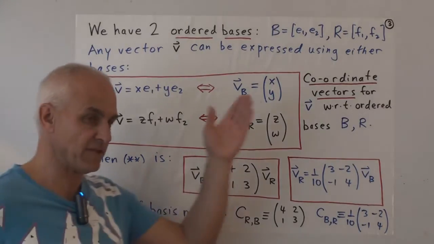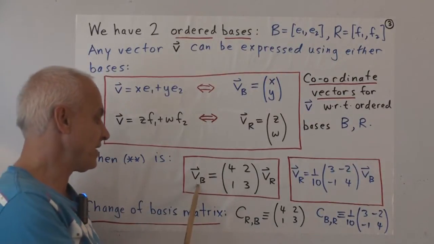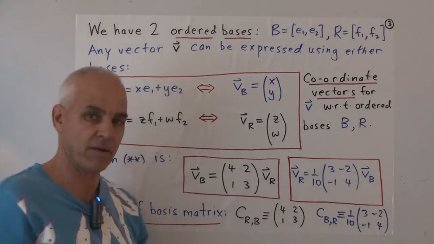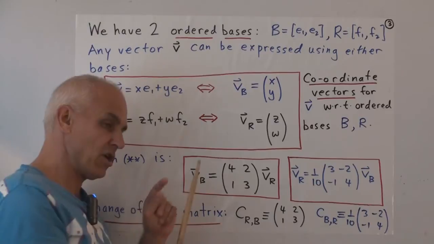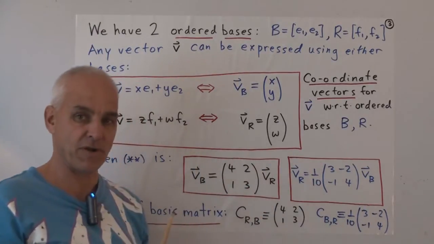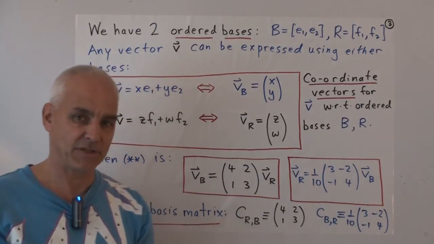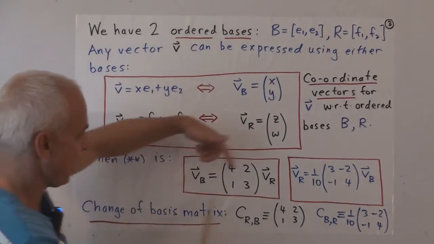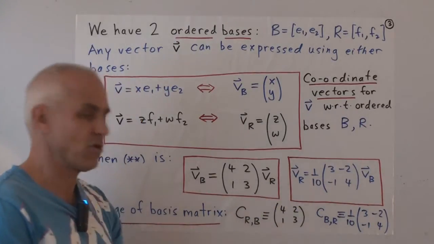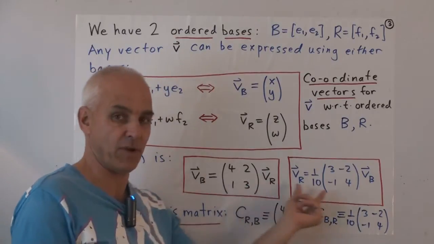Then the relationship that we've established on the previous page is exactly this one: v sub b equals the matrix [4, 2; 1, 3] times v sub r. In other words, to get Bob's coordinate vector for a given vector v, we take Rachel's coordinate vector for that vector and multiply by that matrix. And on the other hand, if we start with Bob's coordinate vector and we want to get Rachel's coordinate vector, then we're going to have to multiply by this matrix, which is the inverse of that one.